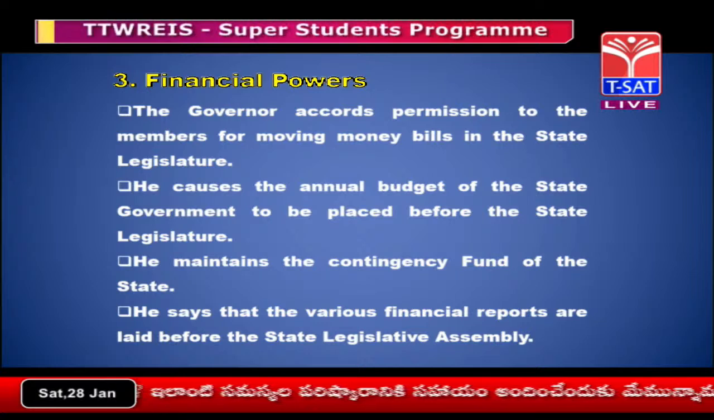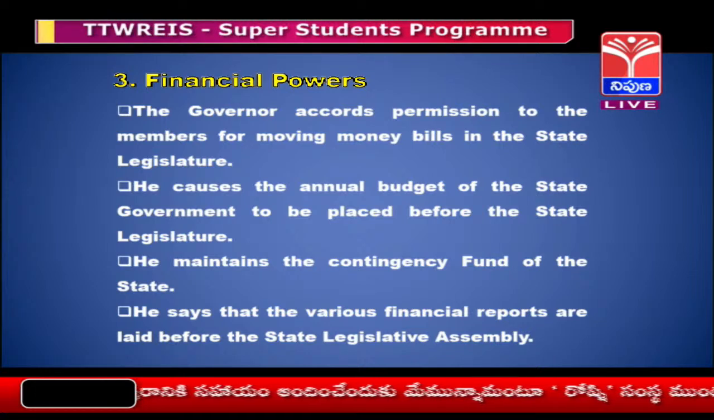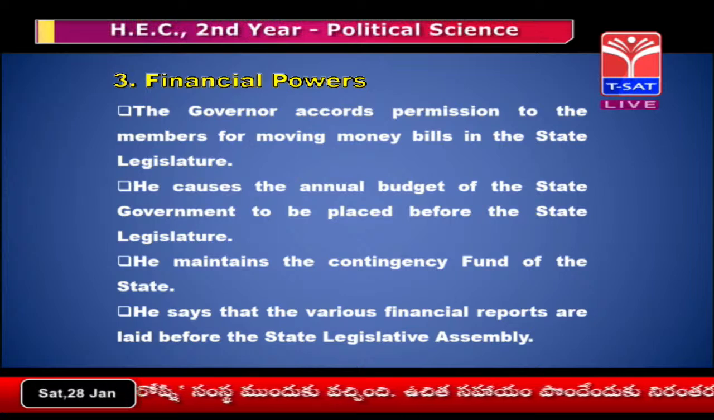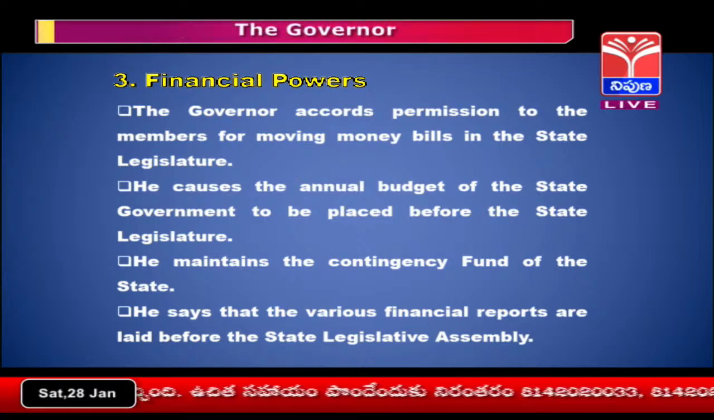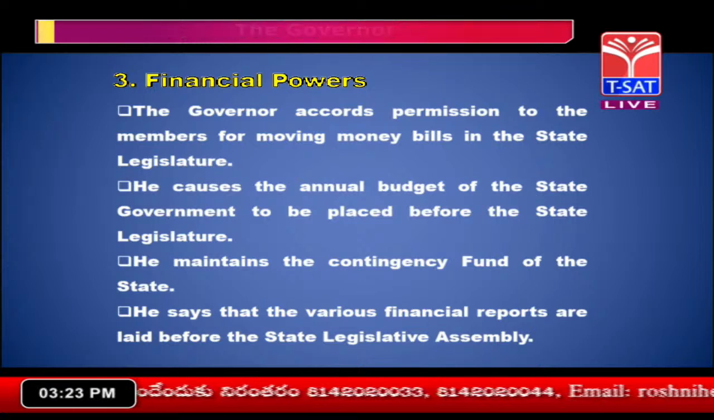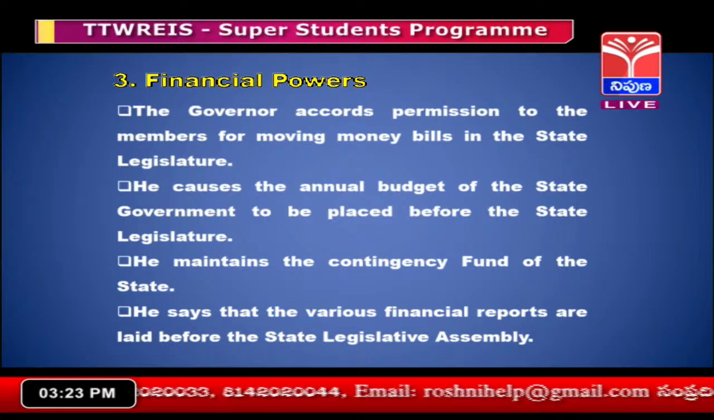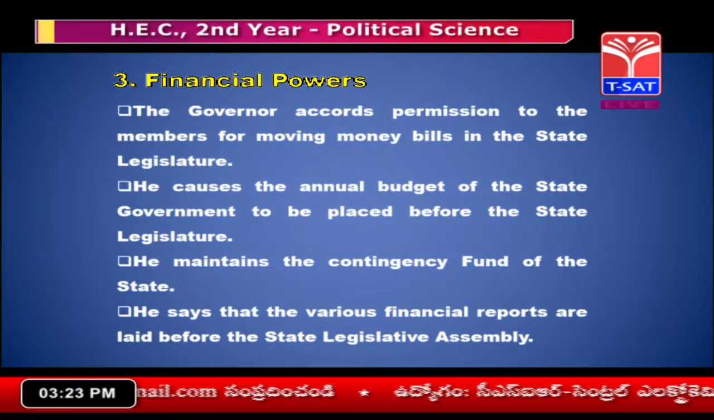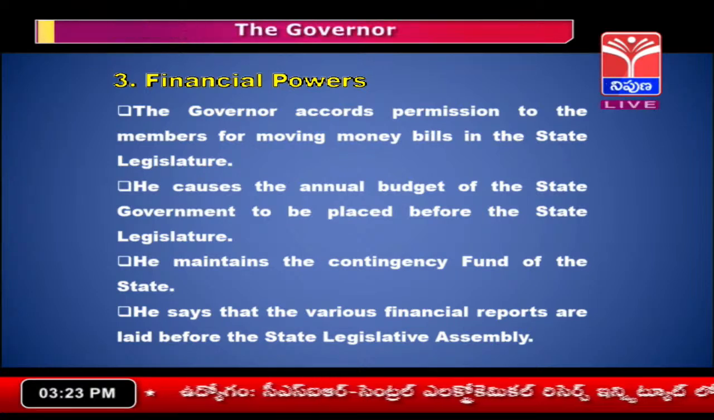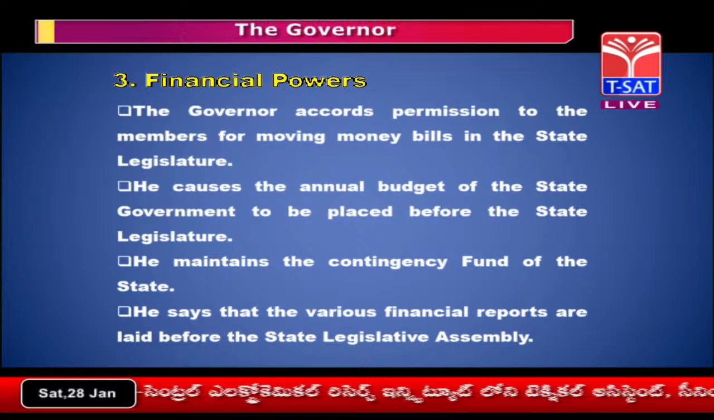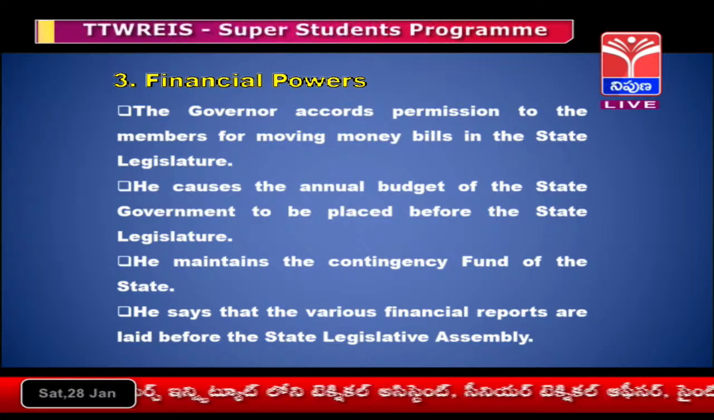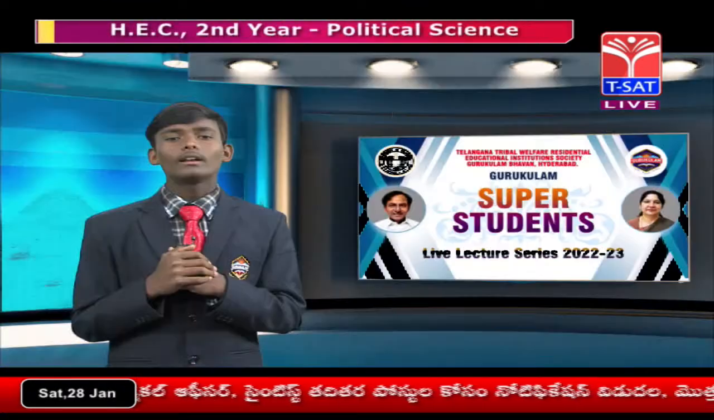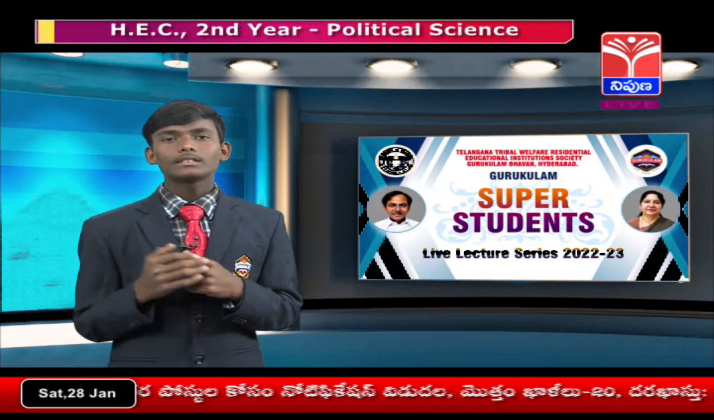The governor maintains the contingency fund of the state, and he sees that the various financial reports are laid before the state legislative assembly. These are the financial powers of the state governor, and we move to the next power, that is judicial powers.